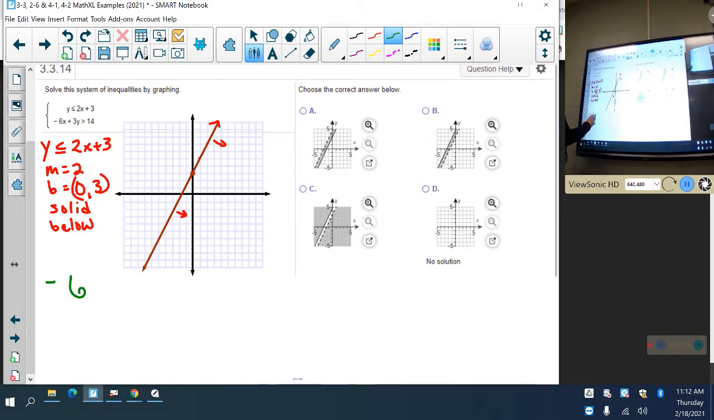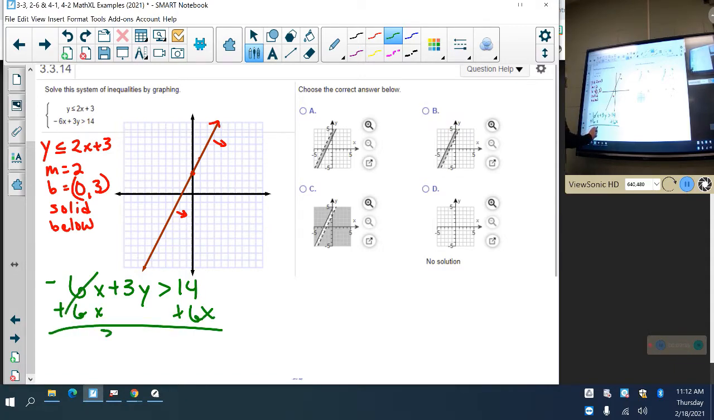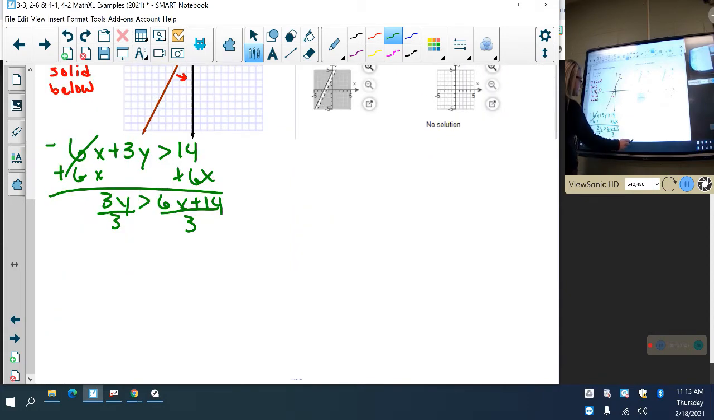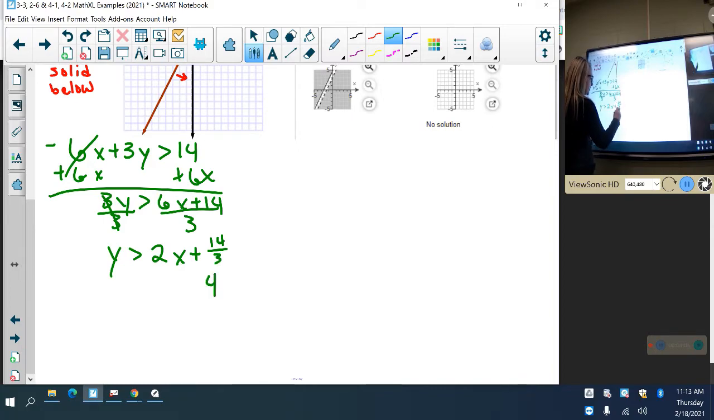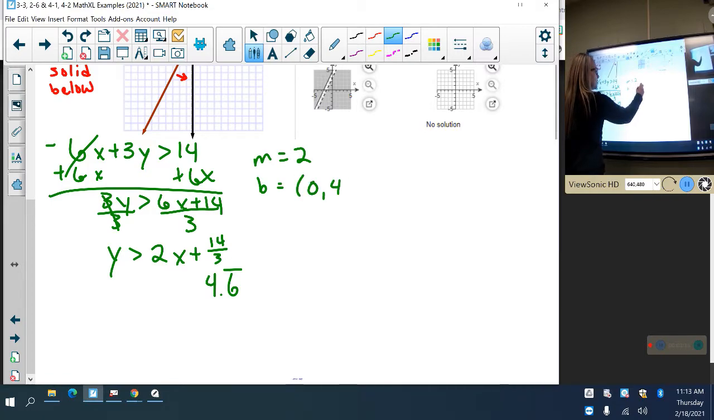So I have negative 6x plus 3y is greater than 14. I have to solve this for y, so I'm going to add 6x. So I have 3y is greater than 6x plus 14. Then I'm going to divide by 3 and distribute. So this becomes y is greater than 6 divided by 3, which is 2x. 14 divided by 3 is a fraction. If you divide that in a calculator, you're going to get 4 2/3. So I just leave it 14 over 3. Or if you want to leave it 4 2/3, it'd be 4.6 repeating. So my slope is 2. My y-intercept is 0 and then 4 2/3 or 4.6.